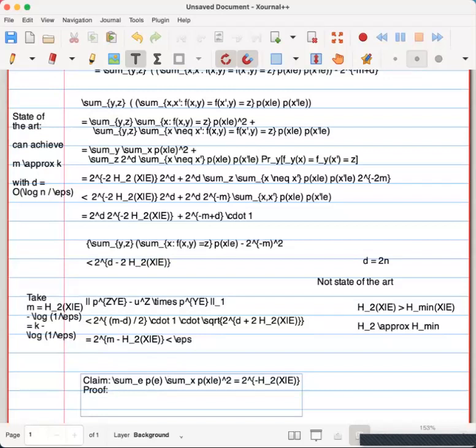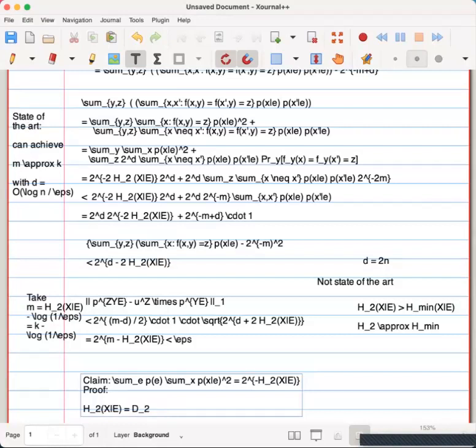So remember what was H2 of X given E? So there will be a minus half coming out. Remember, H alpha had a factor of 1 by alpha minus 1. So here alpha equals 2. The Rényi divergence. So there's a minus half out here, and then there is a log. Okay, so let me remind this.